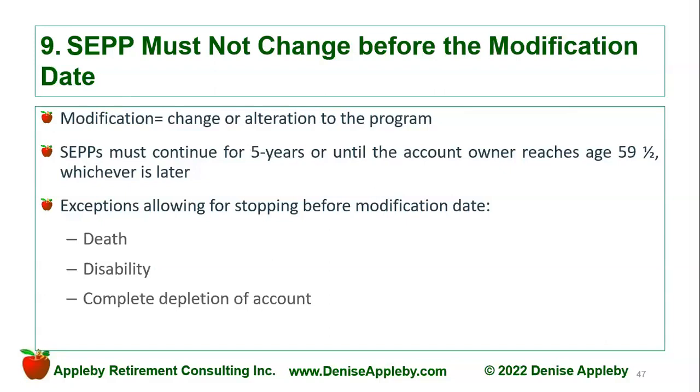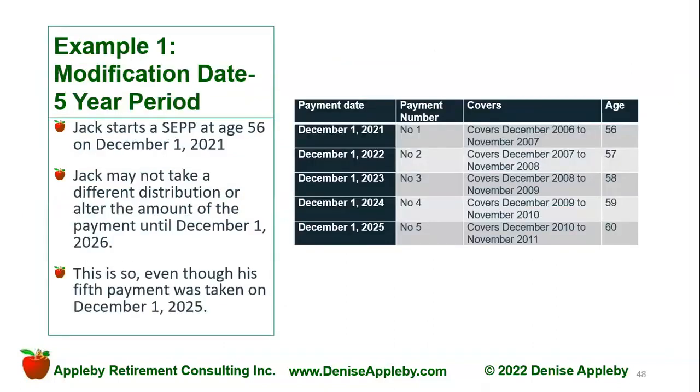And a SEPP must not change before the modification date. Now, let's say your client's 72T payment is $50,000 per year. Then they have to continue taking $50,000 per year for 5 years or until age 59 and a half, whichever is later. There are exceptions to that rule. If the account owner dies, if the account owner becomes disabled, or if there's complete depletion of the account, then those are the exceptions to that rule.